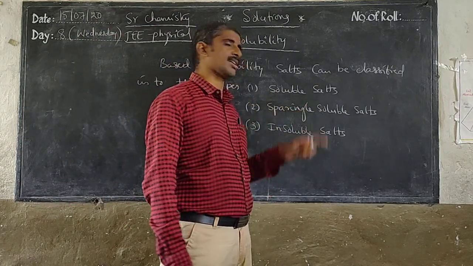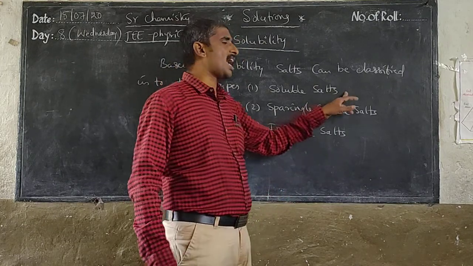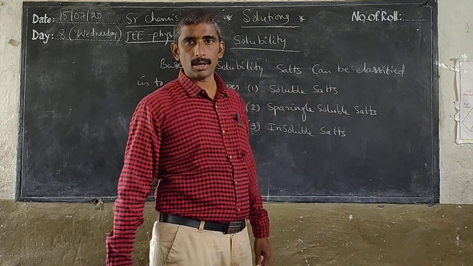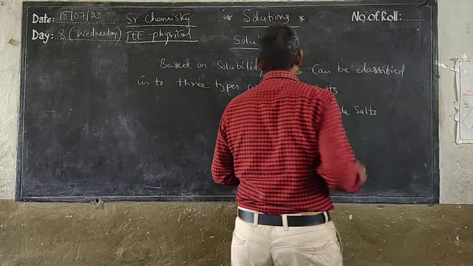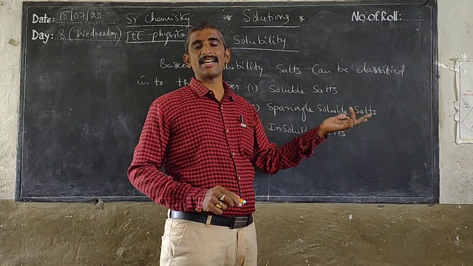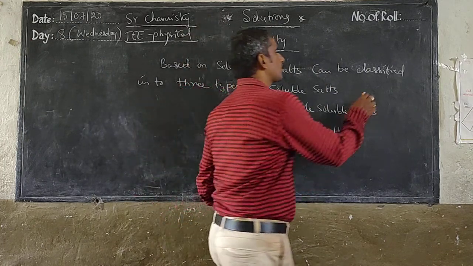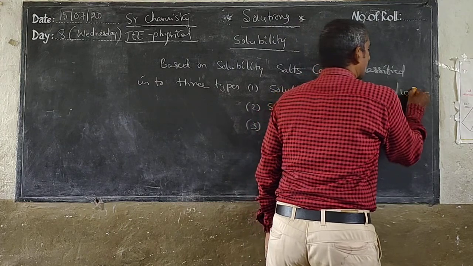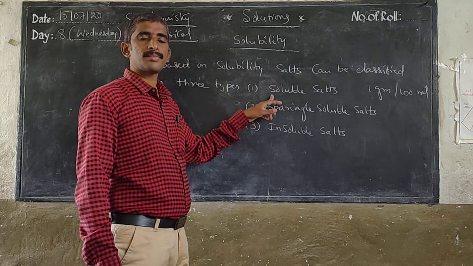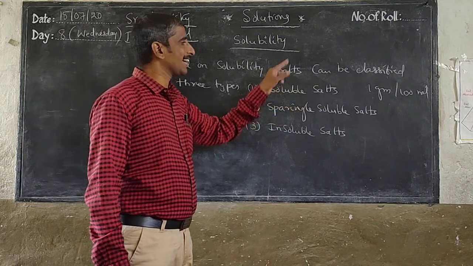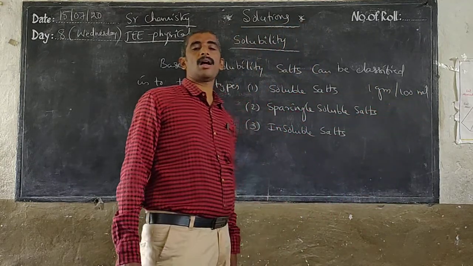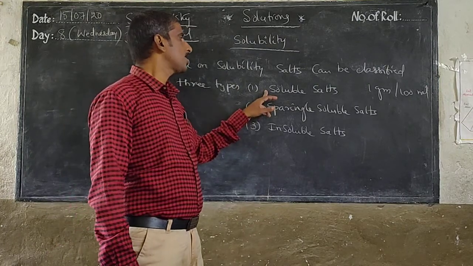First I am explaining soluble salts. Soluble salts have solubility greater than 1 gram per 100 ml of solution. That is a soluble salt.